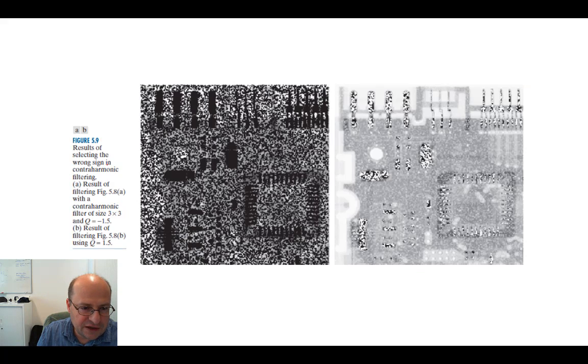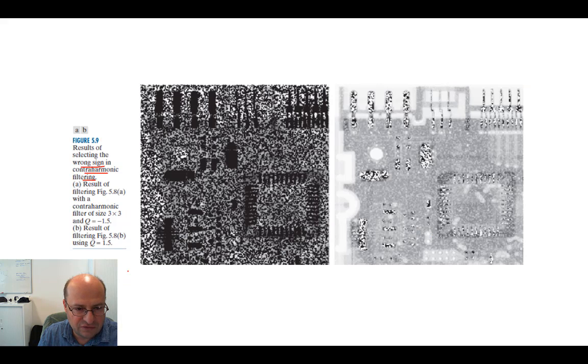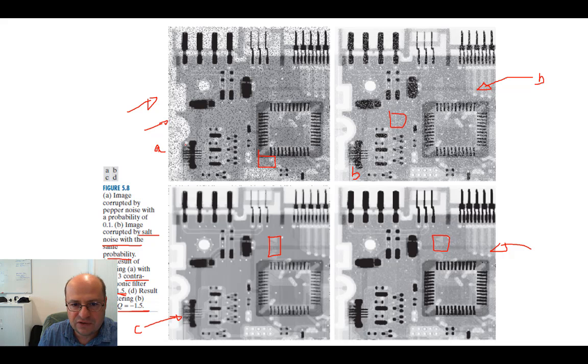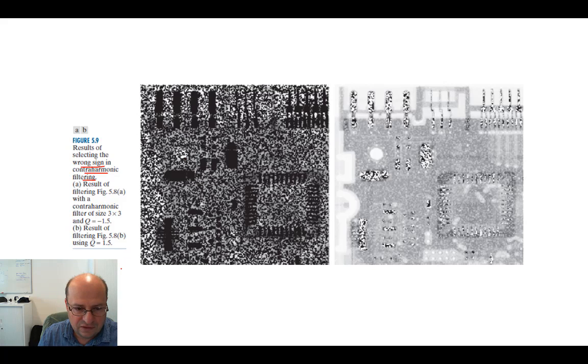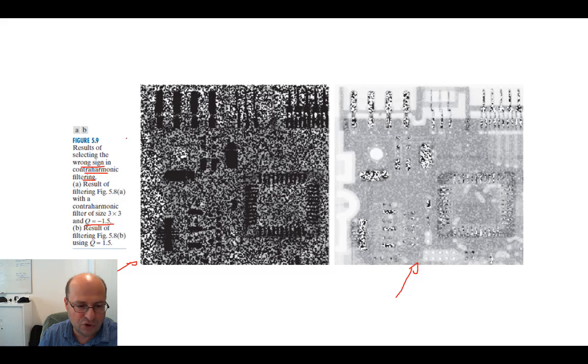By selecting the wrong sign of contraharmonic filtering, instead of getting this very nice effect, we actually add more noise. So this is the result of filtering this image A with a contraharmonic filter of minus 1.5, and this is the result of filtering an image corrupted with salt only noise, which is this one, with a contraharmonic filter with coefficient 1.5. Okay.